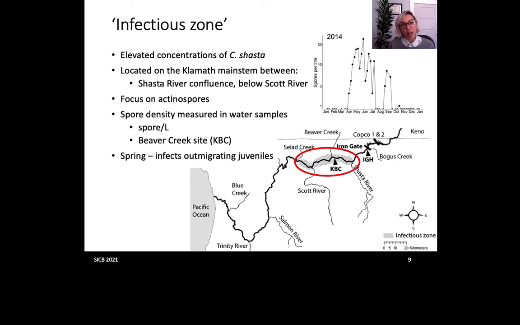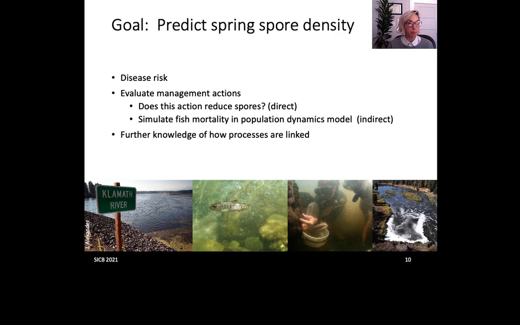Outmigrating salmon in the Klamath pass through what we call an infectious zone, or an area of really elevated spore densities. So the dam plays an important role in the location of this zone because it effectively concentrates spawning. Myxospores that are then released from infected adults or their carcasses in the fall are dispersed downriver, and they're deposited in areas that then overlap with annelid habitat and thus create a source of spores in the spring.